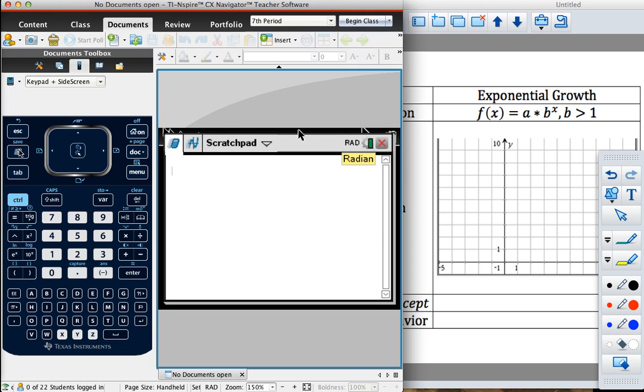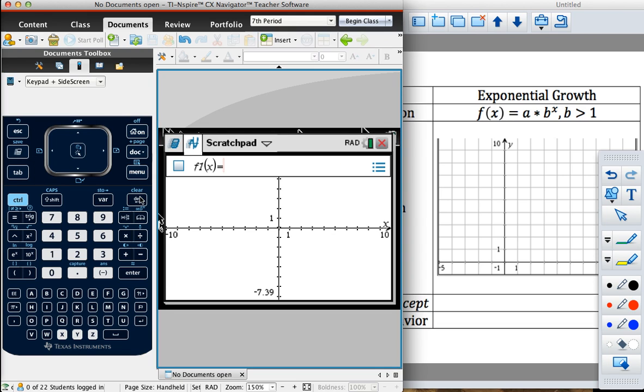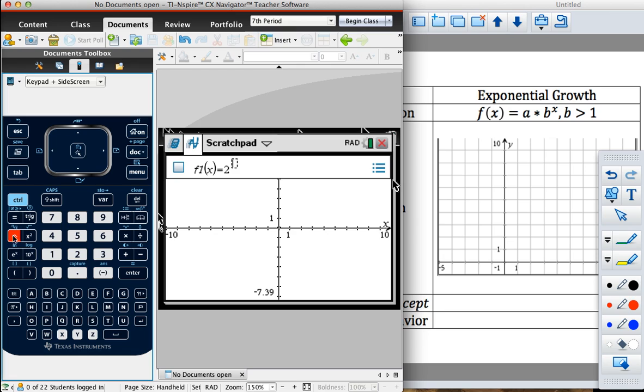Let's go back to the graph. All right, so for now, I'm just going to ignore A. And we'll get into what happens with A or how A affects the graph later on. But for now, let's just ignore it. Let's say A is 1, okay? Now, if your B is greater than 1, so let's say B is 2, raised to the x power, okay? You get a graph that looks like that.